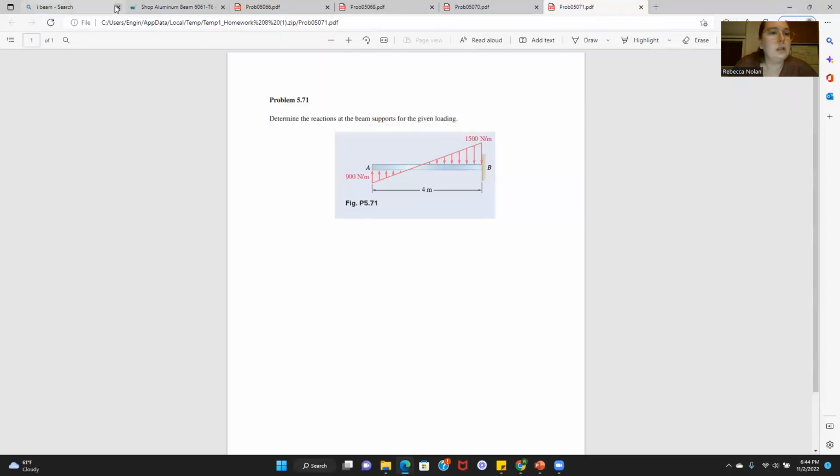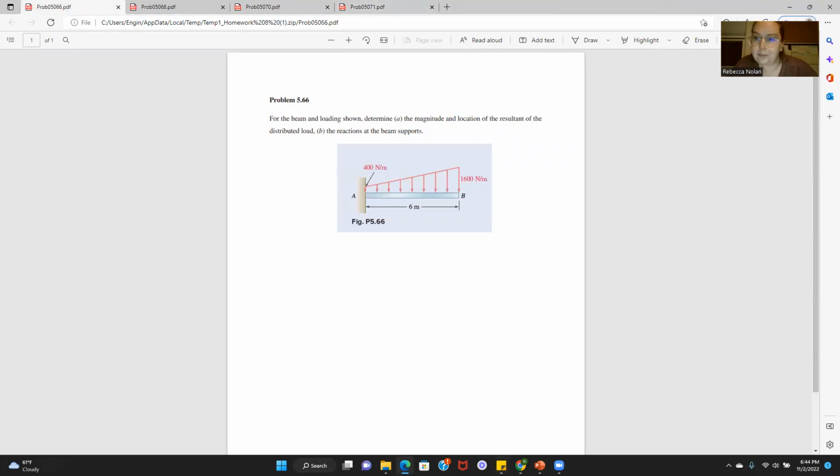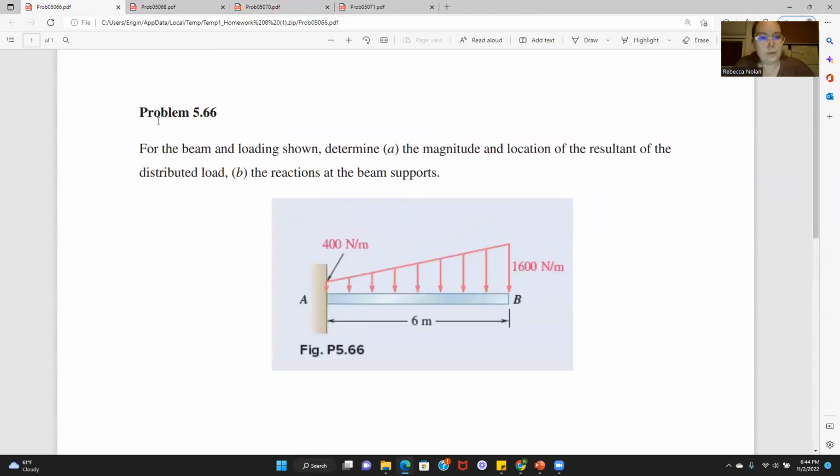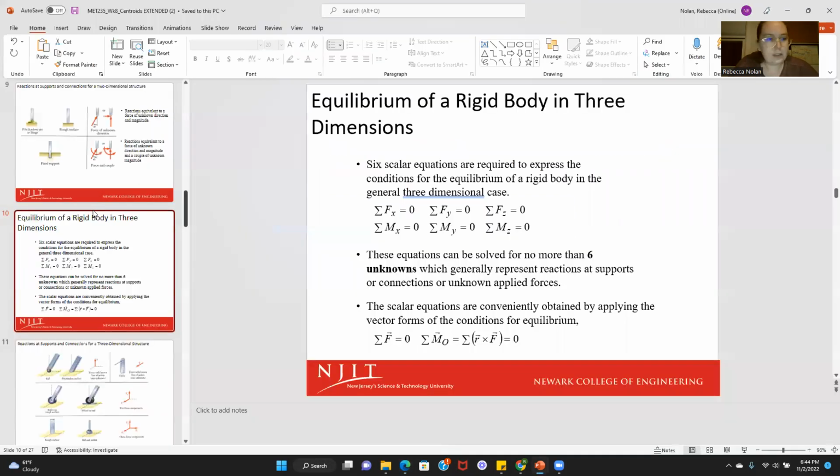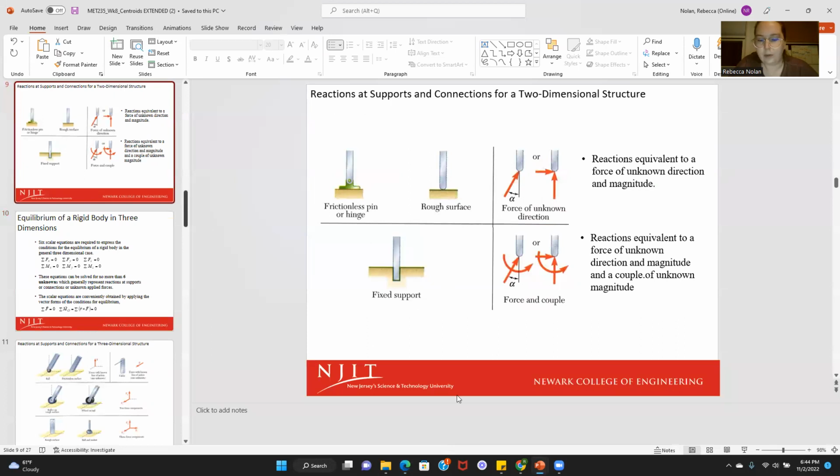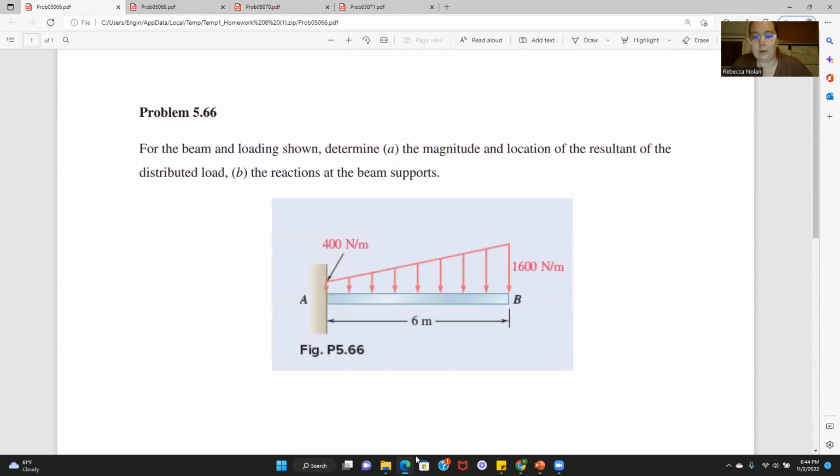Cool. Let's take a look at some homework questions. We are not going to be doing these together, but we will take a look at them. Okay, so at A, that's going to be essentially that fixed support that we were looking at, right? It looks kind of similar. You're not seeing the underground type of view of it.